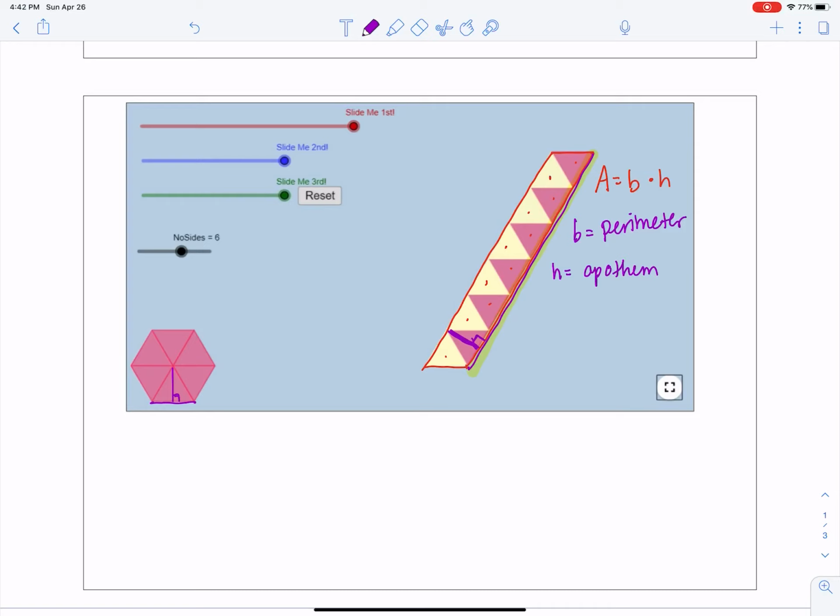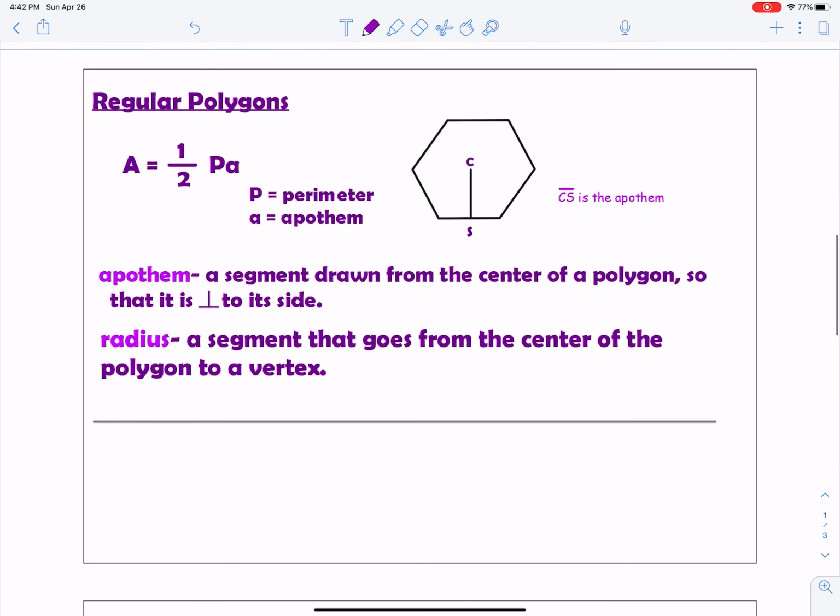Now, this parallelogram is twice as much as we would need. So we actually need half of this base times height. So the area for a regular polygon, you should have found out, was 1/2, instead of base, the perimeter, we use a capital P, times the apothem, which is a lowercase a. So we'll be using that formula in our examples. So there is the formula again, one more time, perimeter and apothem.